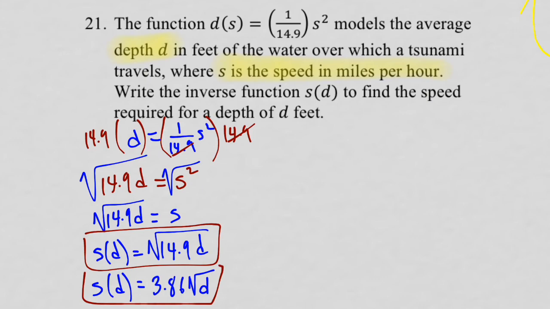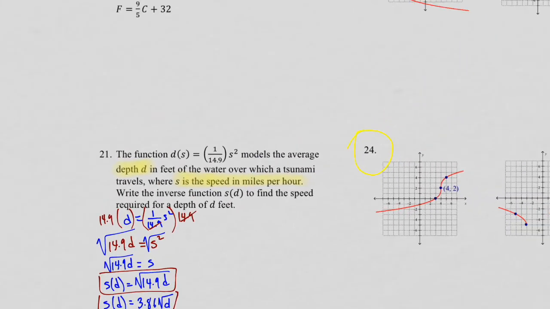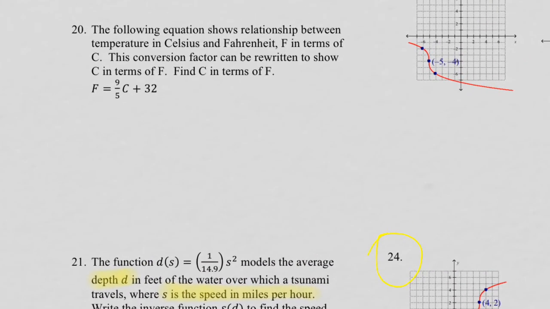In the first one, I decided to leave the 14.9 inside the radical. In the second one, I found the square root of it and put it outside. So 3.86 radical d. What does this allow you to do? Now, if they give you the depth, you could find the speed, right? In the original one, if they give you the speed, you could find the depth. It's written so that you can easily plug in s and find d. In this one, you can easily plug in d and find s. Same idea for this problem is what you're going to do for number 20, where they're asking you to find c, so solve for c.